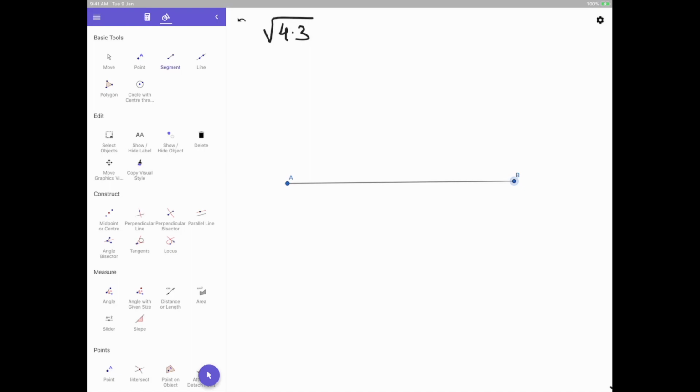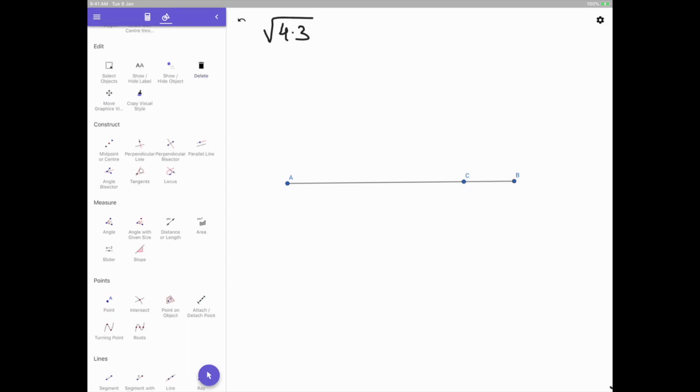Now from the point B, I will mark a point C, which is at a distance of 1 unit from B. So AB was 5.3, whereas BC is 1. So what is the length of AC? That is 4.3. And now we will draw the perpendicular bisector of the line segment AB.